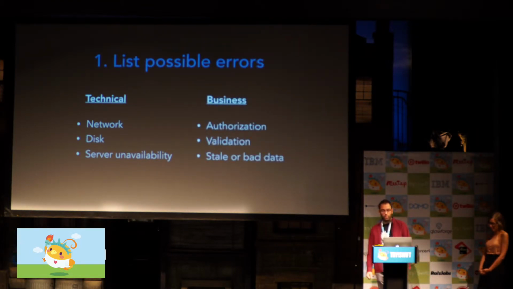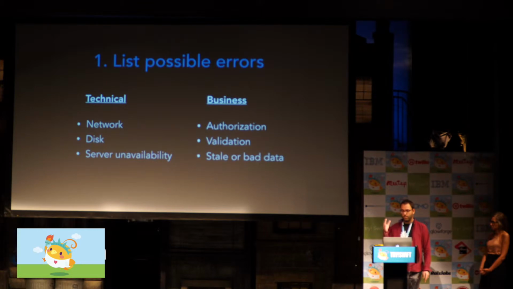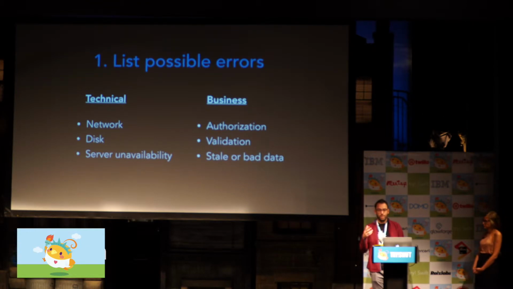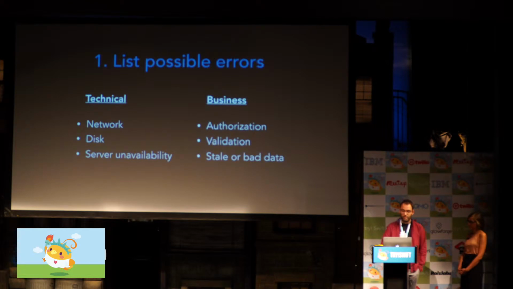On the other hand, we have business errors, which are actually errors that developers decide to create themselves in order to denote that the current state of the application has deviated from the happy path, and this has to be handled. Of course, this is very closely related to the business rules of each app. Examples of business errors are authorization errors, validation errors, and stale or bad data errors.